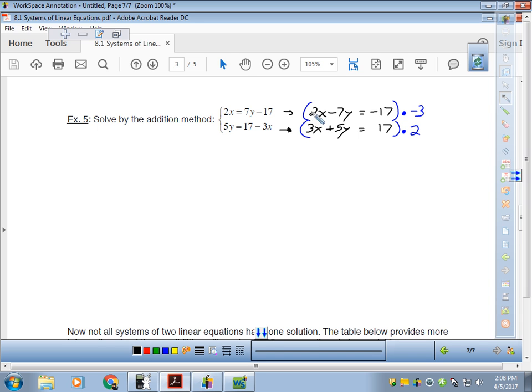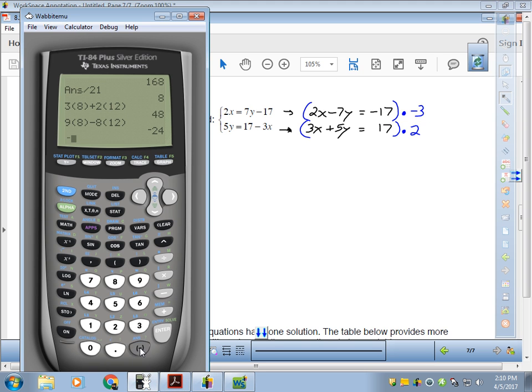So that way I have 2x times negative 3, which gives me negative 6x. Negative 7y times negative 3 is going to give me positive 21y. And negative 17 times negative 3, I don't know that off the top of my head, but I can find it.